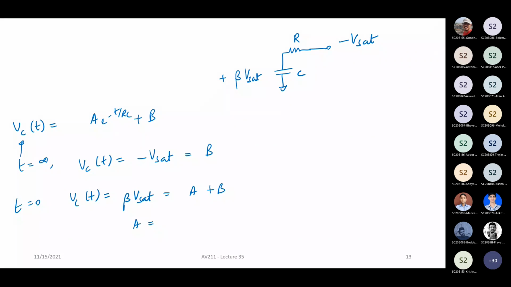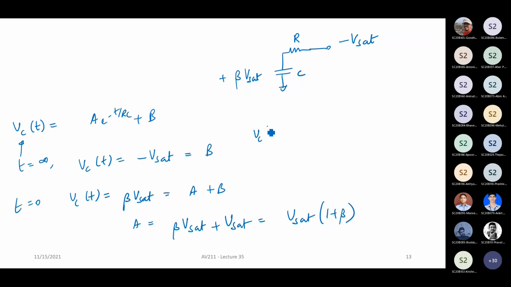So what is A? Beta Vsat minus Vsat. This basically becomes beta minus 1 times Vsat, right? Sorry, this A is basically equal to beta times Vsat minus B. So here it is minus Vsat, so it becomes plus Vsat. So it becomes Vsat times 1 plus beta, correct?